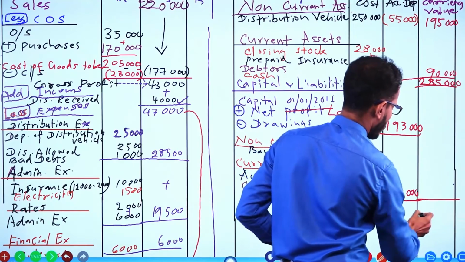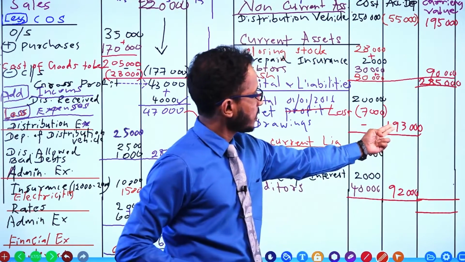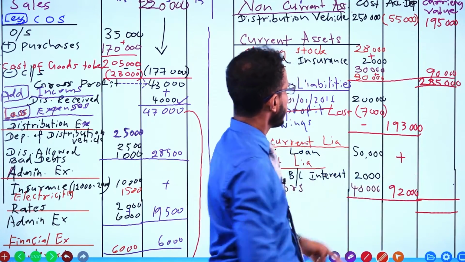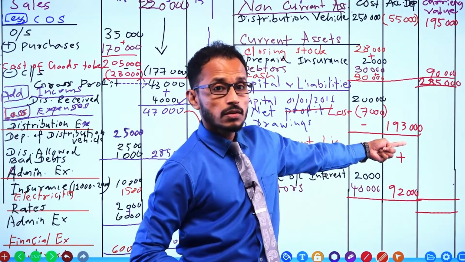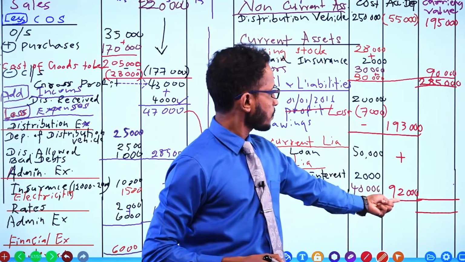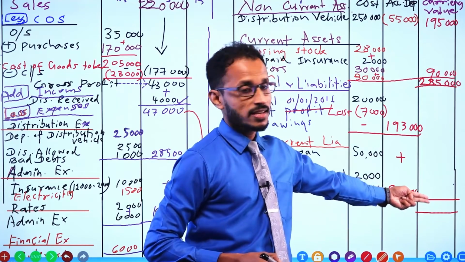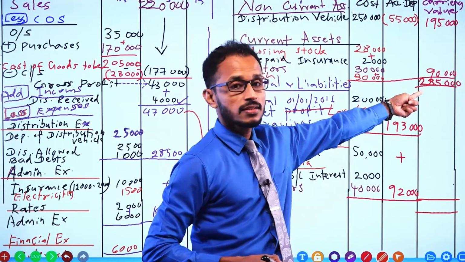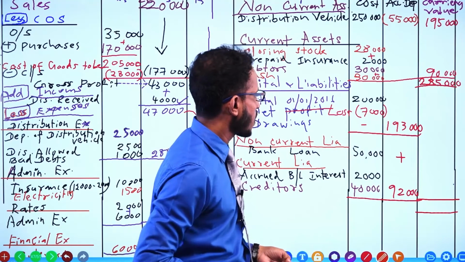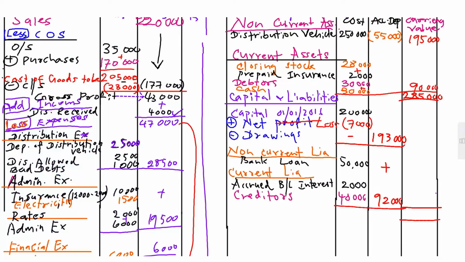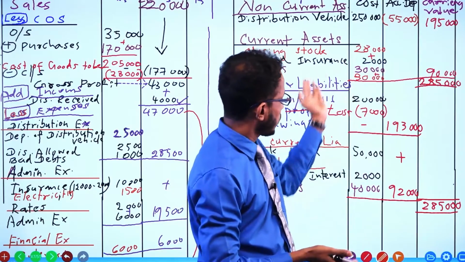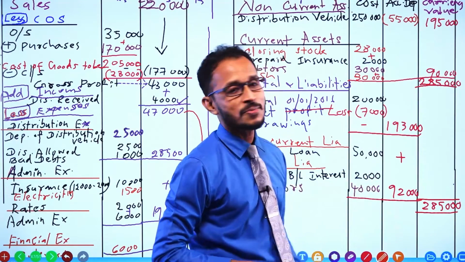Let's do it. 193 plus 92. When you add the capital value and the liabilities value, capital plus liabilities, you should get the same as total assets. 193 plus 92, you get 285. Ladies and gentlemen, the SOFP has balanced.